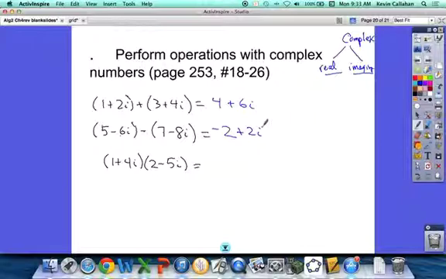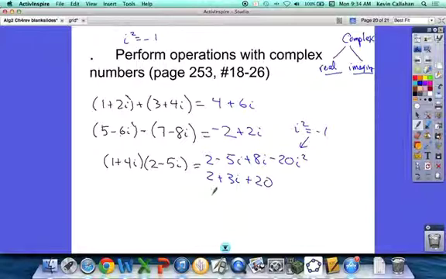And then this would be the FOIL. When you multiply complex numbers, imaginary numbers, that's a FOIL. 1 times 5i is negative 5i. 4i times 2 is 8i. And then what's 4i times negative 5i? Negative 20i squared. And i squared equals negative 1. So that makes it 2 plus 3i plus 20, which is 22 plus 3i.